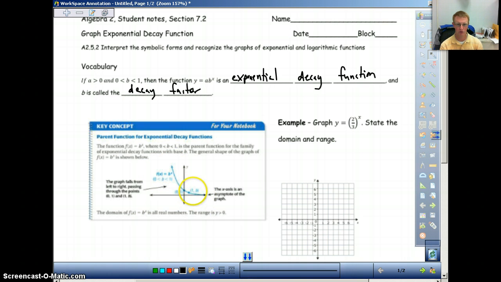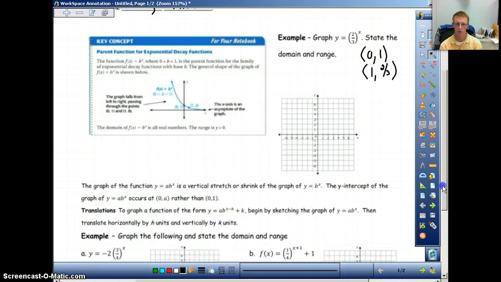So when we get into this, this is our b right here, and we have nothing in front of it. We have no a. So therefore, the 2 points that we're going to plot, and this is all we're going to do, is we're going to say 0 comma 1, and we're going to say 1 comma 2/3. And then when I plot that on the graph, I'm going to make this a little bit quicker today.